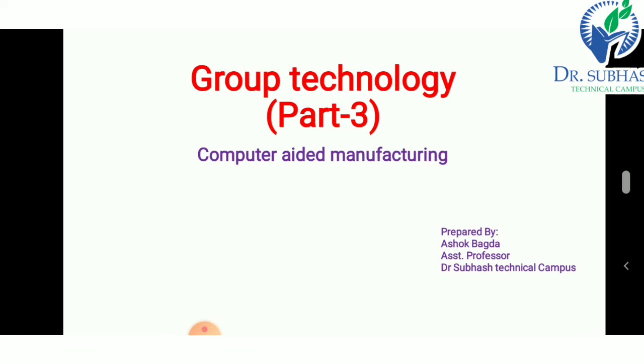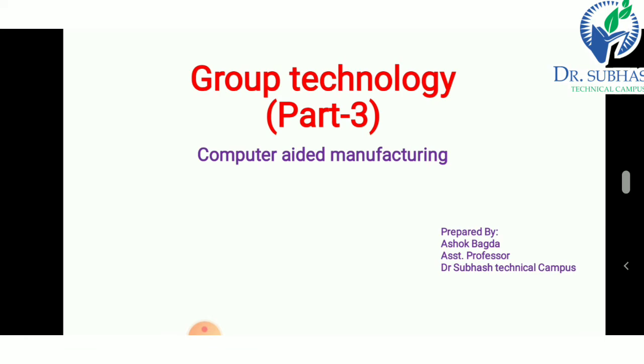The third method is the part classification and coding system. We have already discussed the OPIDS coding system. We know that the OPIDS coding system is used for grouping the parts, and in this OPIDS coding system there are a primary form code, a supplementary code and secondary codes.